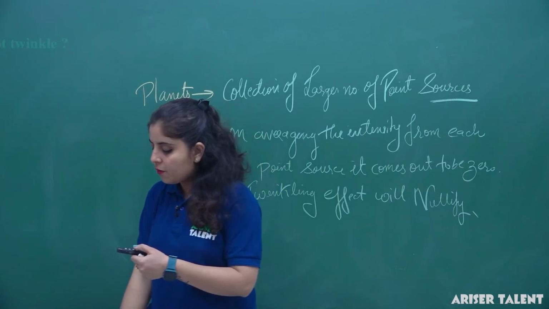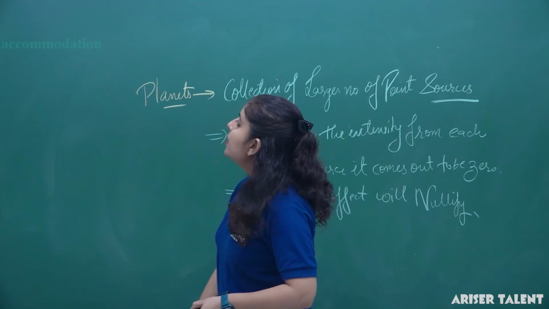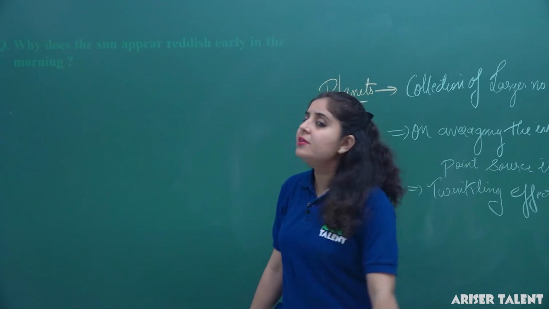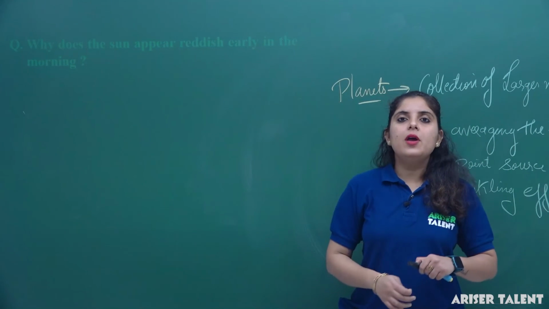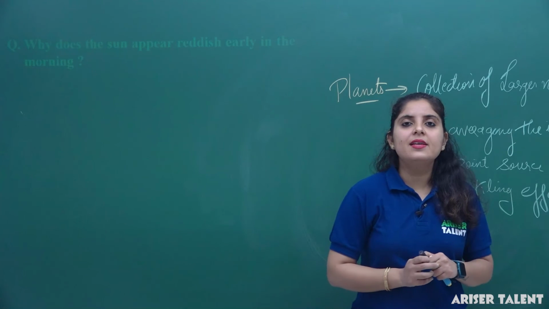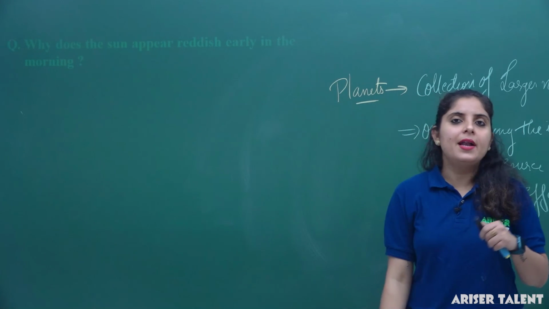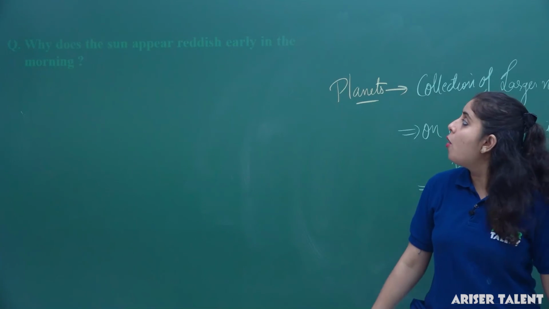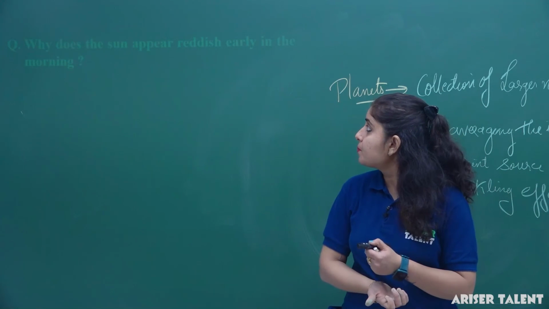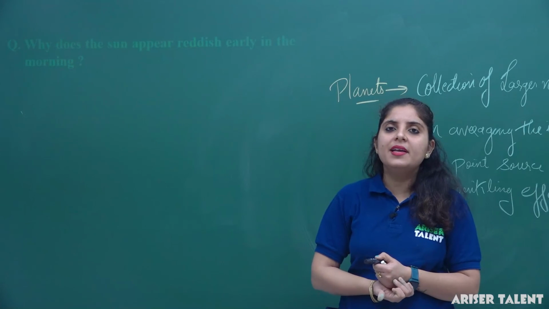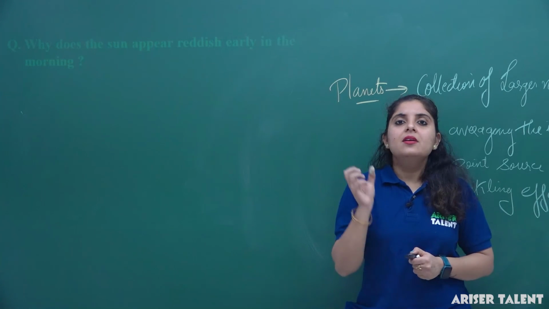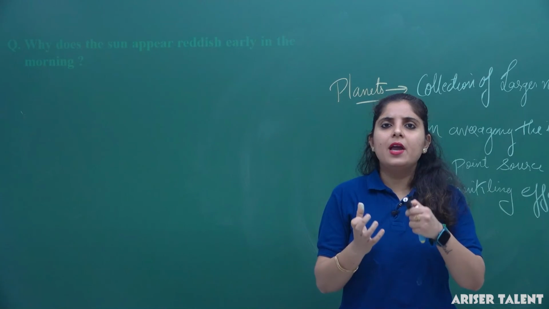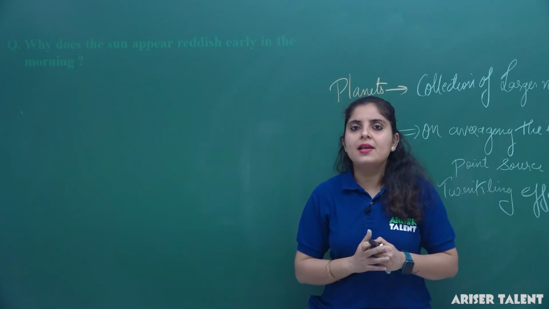Now, let's move forward to the next problem we have. Why does the sun appear reddish early in the morning? Have you ever observed why there are red hues in the atmosphere at the time of sunrise or sunset? The main reason for the sky or the sun appearing reddish in the morning is that we have different types of light, and the color of the sky is blue.